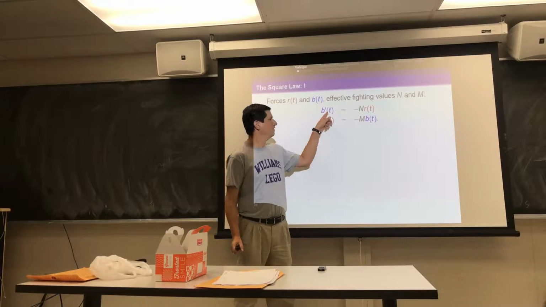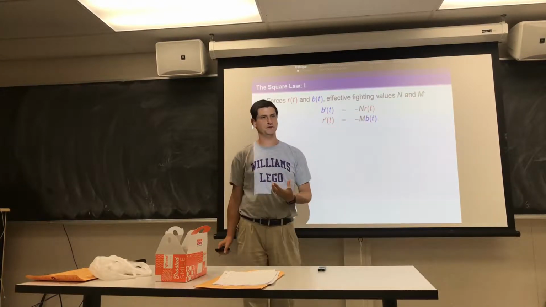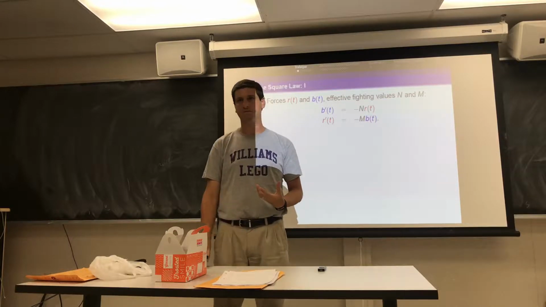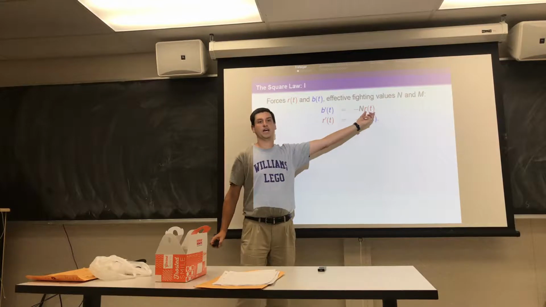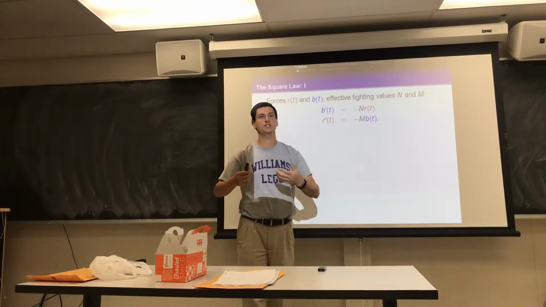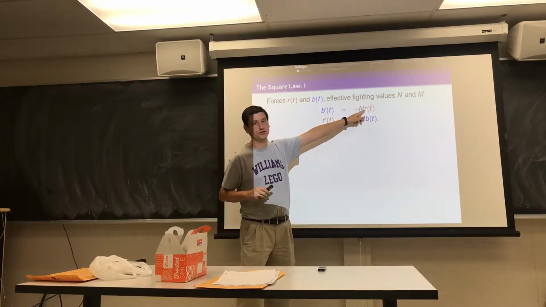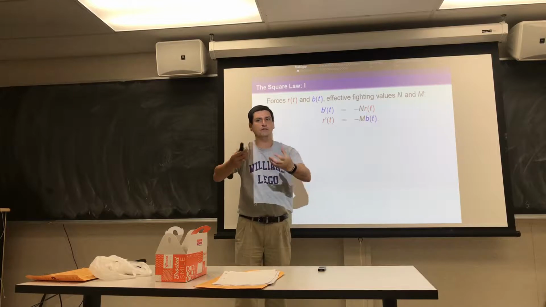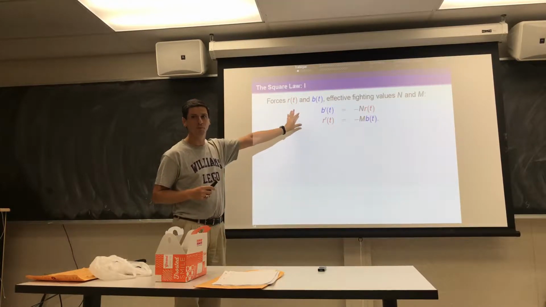The rate of change of the number of blue ships is going to be negative N times the number of red ships. Does this make sense? Yeah, the more red ships I have, the more blue ships are going to be lost. And I'm just assuming that it's nice linear right now. So if you double the number of red ships, that should double the amount of salvos being fired at the blue ships. It should double the amount of damage. This is a simple model.